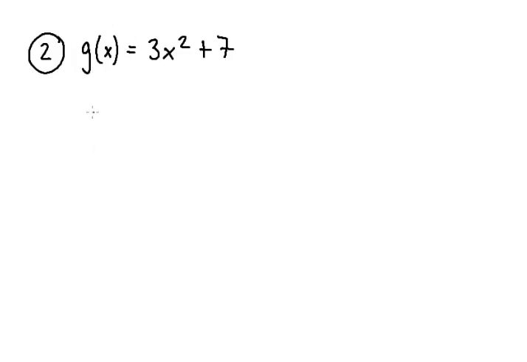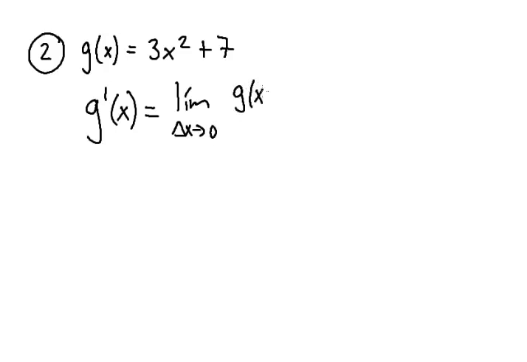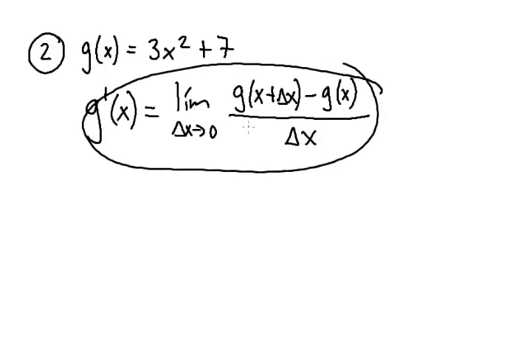So the formula that I am going to use is still the same definition of derivative, but instead of f of x, I'm going to write g of x. So g prime of x, or derivative of g of x, equals the same idea, only that instead of f, I am going to write g. The rest is exactly the same. So limit as delta x approaches 0 of g of x plus delta x minus g of x divided by delta x. It's exactly the same formula, only that I am not using letter f, I am using letter g.